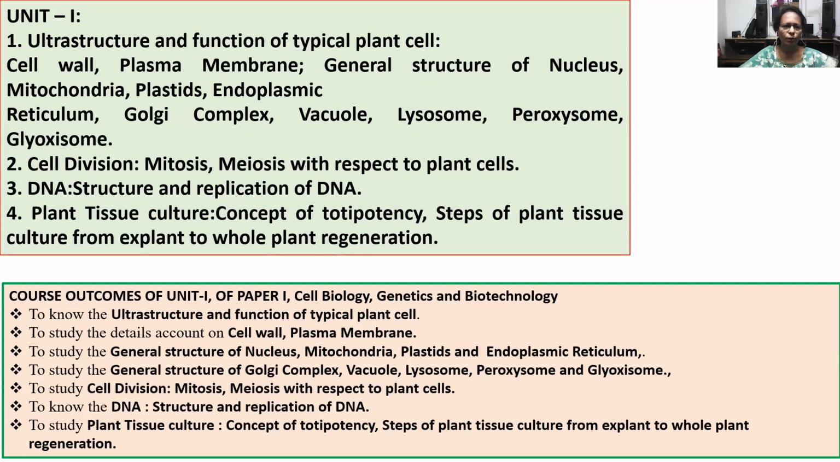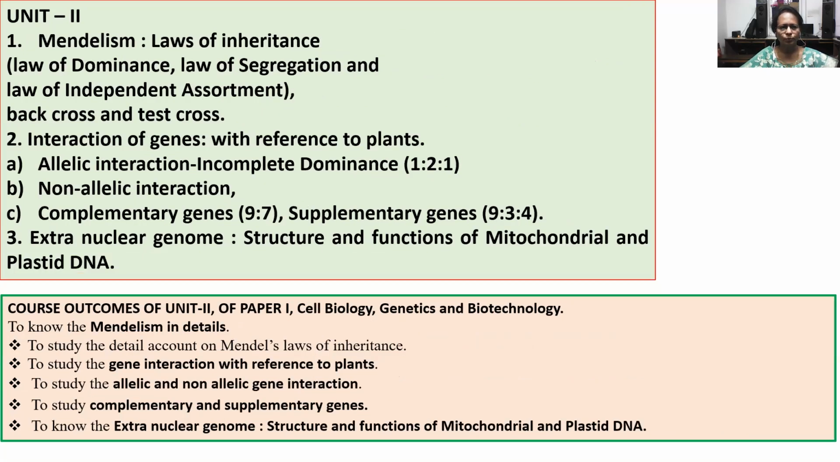Now about unit 2. In this unit, there are Mendel's laws of inheritance, in which 3 laws are included. Number one is the law of dominance, second is the law of segregation, that is the law of purity of gametes, and third is the law of independent assortment. It also includes backcross and test cross.